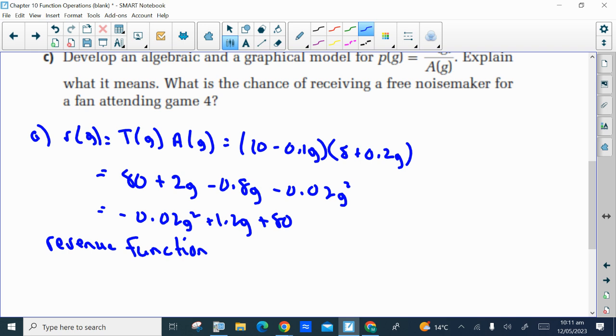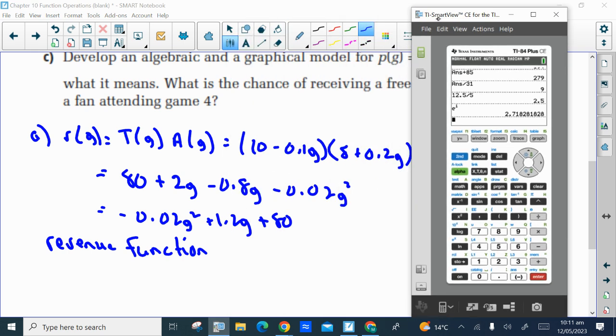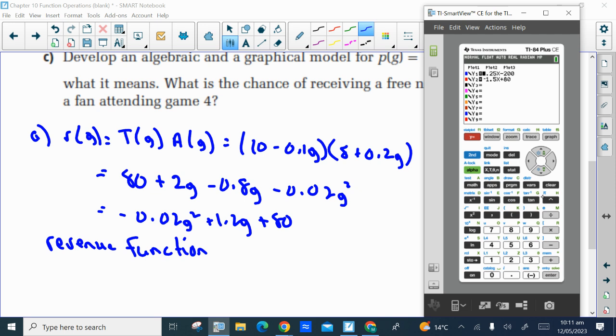Then we're asked in part B to use the graph to determine whether the owner increases or decreases revenue from the ticket sales with the changes made to draw in new fans. So we will use the calculator to do this. Put this equation into y1, and you could put the original factored form in or the simplified one, it won't matter. So negative 0.02 x squared plus 1.2 x plus 80.